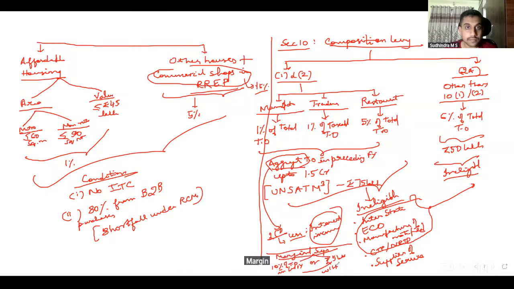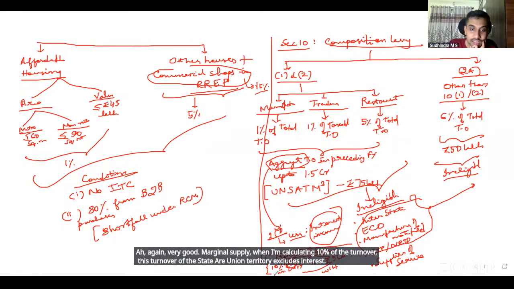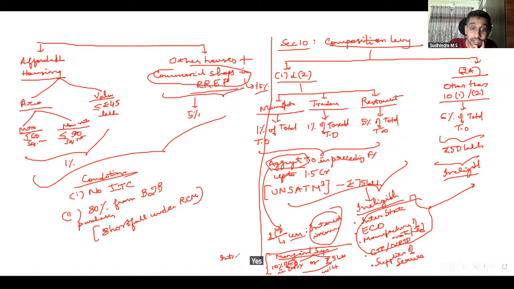Marginal supply, exclude interest. Again, very good. When I am calculating 10% of the turnover for marginal supply, this turnover of the state or union territory excludes interest. Yes, interest to be excluded in the supply of service itself.